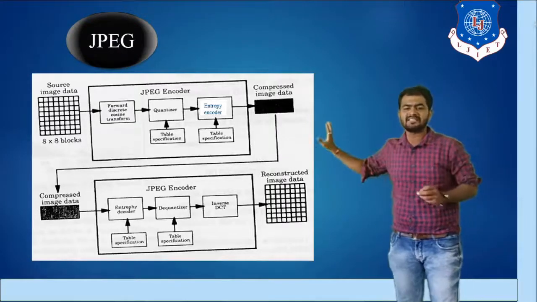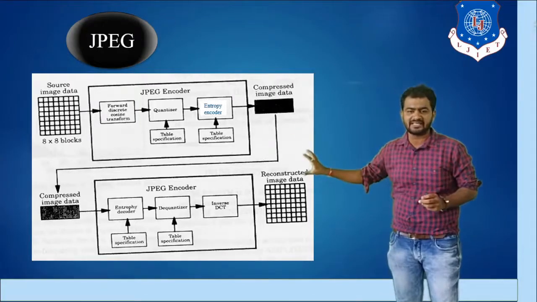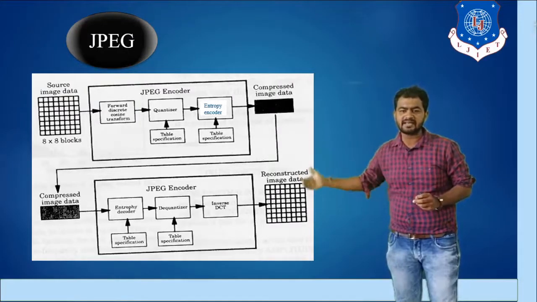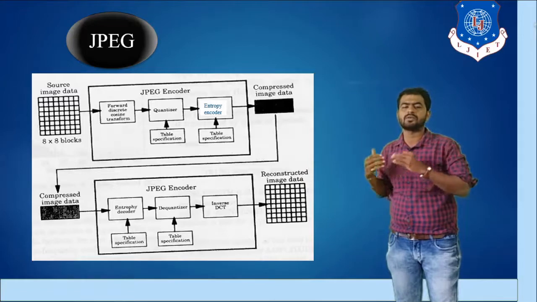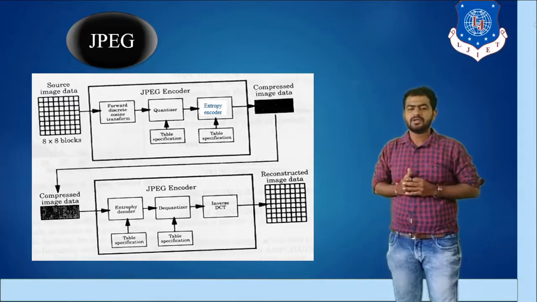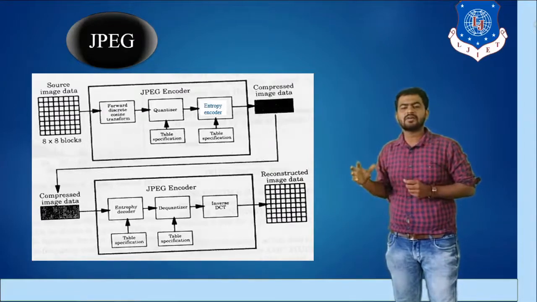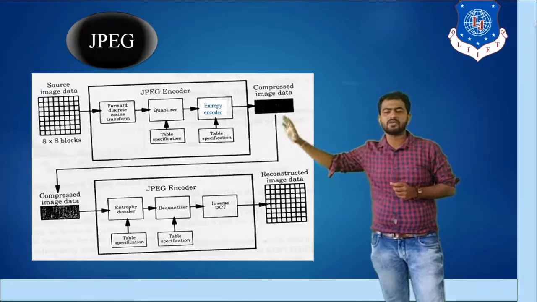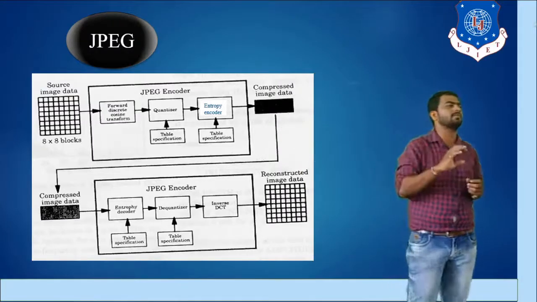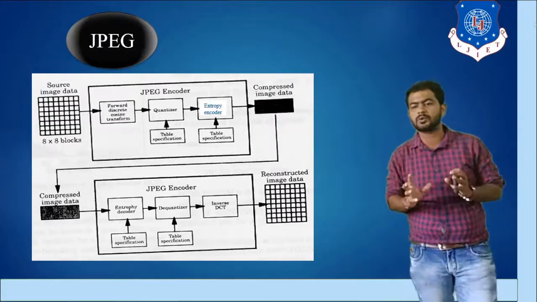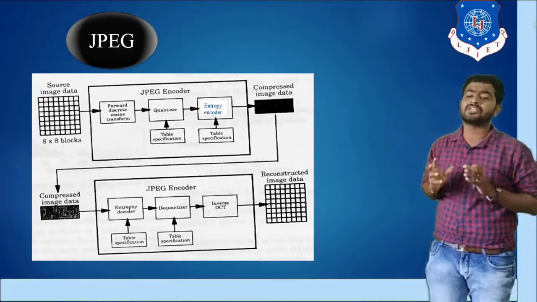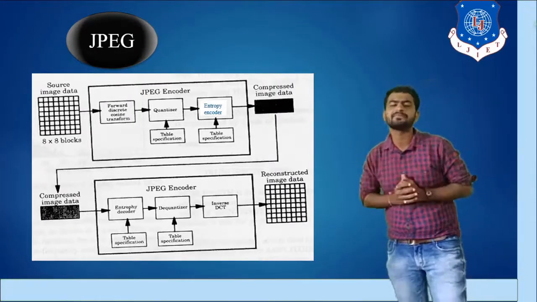First of all, this is the diagram of the JPEG compression technique. It is a simple diagram showing how we can encode and decode. Of the encoder and decoder, we are focusing on the encoder, which means we are talking about the compression technique. What exactly is an encoder? The encoder is used only to compress your data.